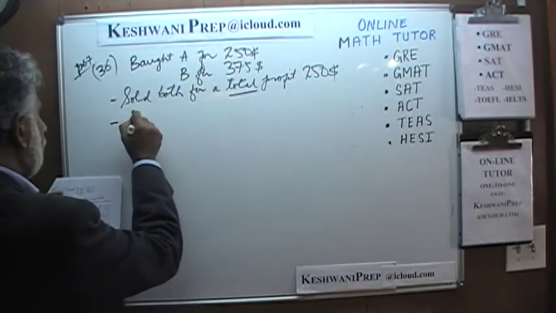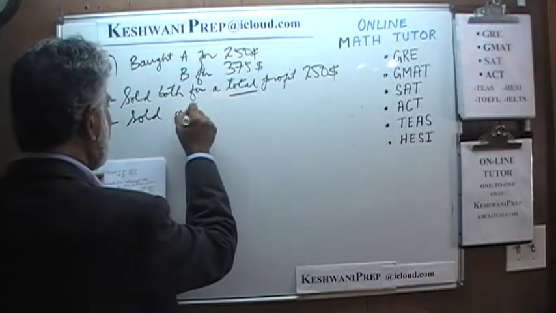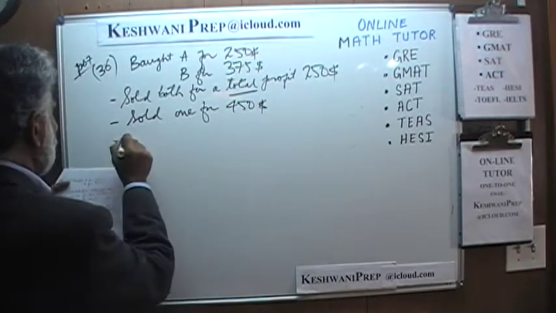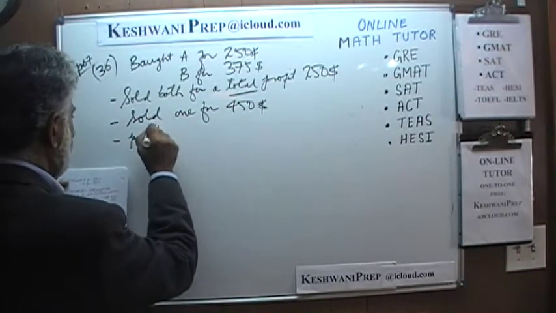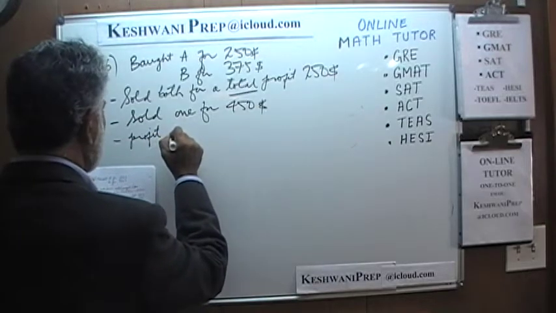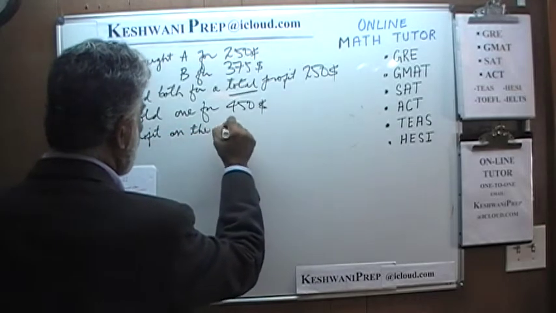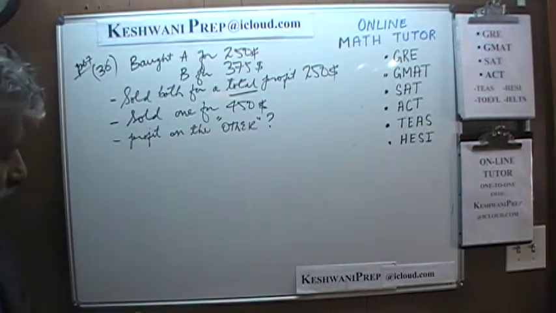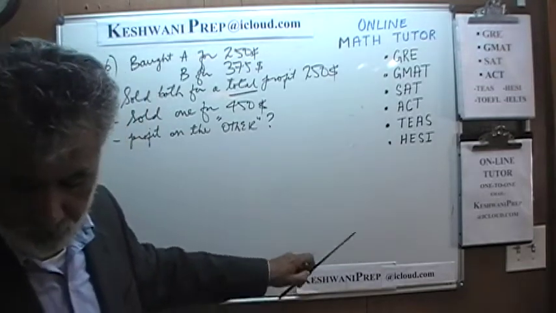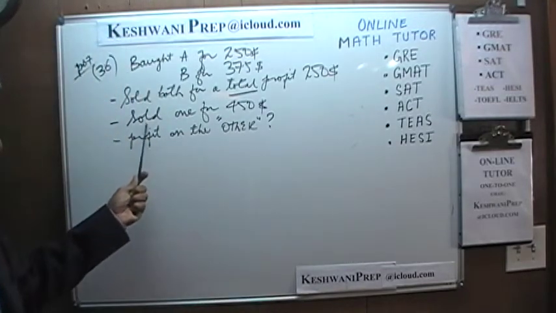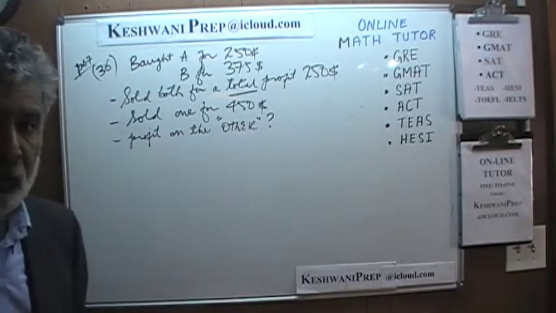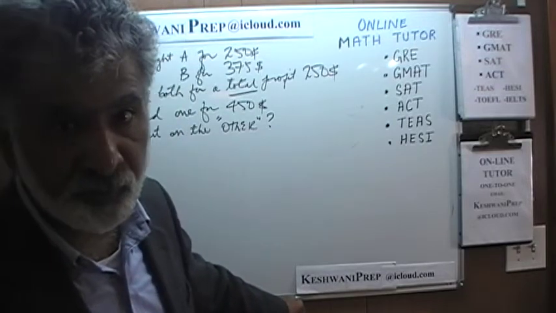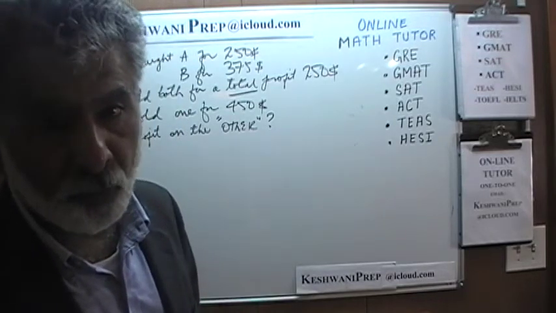We were told that we sold one for $450. The question is, what's the profit on the "other"? That's in capital letter with a quotation around it, because that's what we're interested in. They're telling us that we sold one of them for $450, but they don't tell us which one. One of these two bicycles we were able to sell for $450, and the question is, what's the profit on the other one?